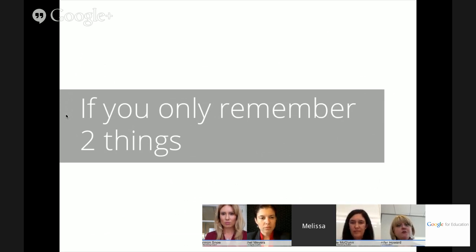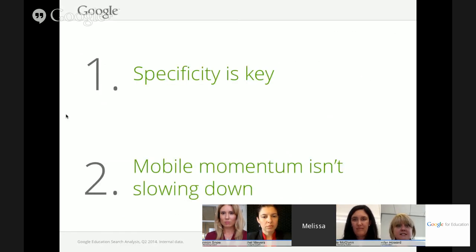So if you remember only two things from this whole presentation, the first thing we'd like you to remember is that specificity is key. Currently, we are seeing growth in the longer tail, more specific searches like programs and degrees. And I think we all can attest to the fact that our searches have become longer and more specific in the past few years. So the trend has affected education as well as overall search activity in general.